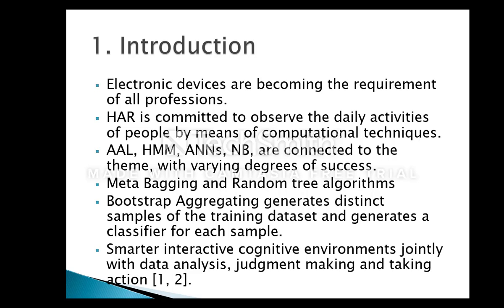Here in this research, meta-bagging and random tree algorithms are mainly focused on and compared based on their performance. Bagging, or bootstrap aggregating, is a method that generates distinct samples of the training data set and generates a classifier for each sample. The results of these multiple classifiers are then joined together. When each sample of the training data set is dissimilar, each classifier that is trained is given a distinctly different perspective on the problem. On a large data set, bagging might be too computationally intensive. However, when data is small, bagging is computationally feasible and gives performance gains.